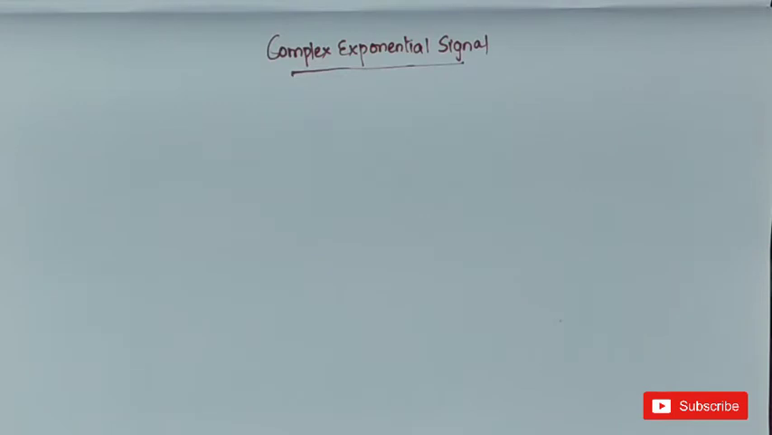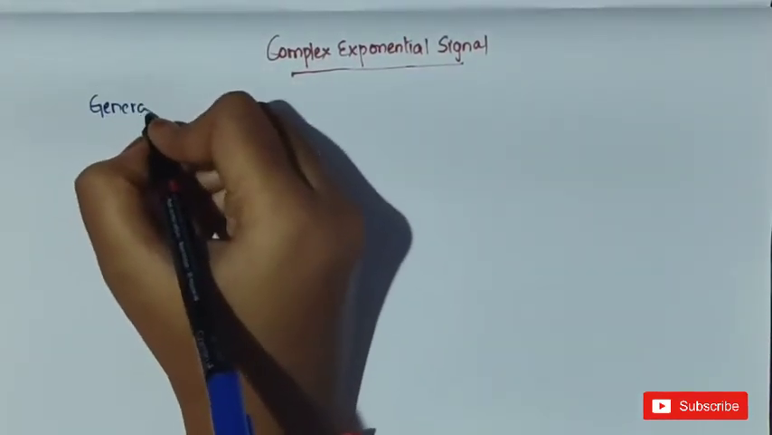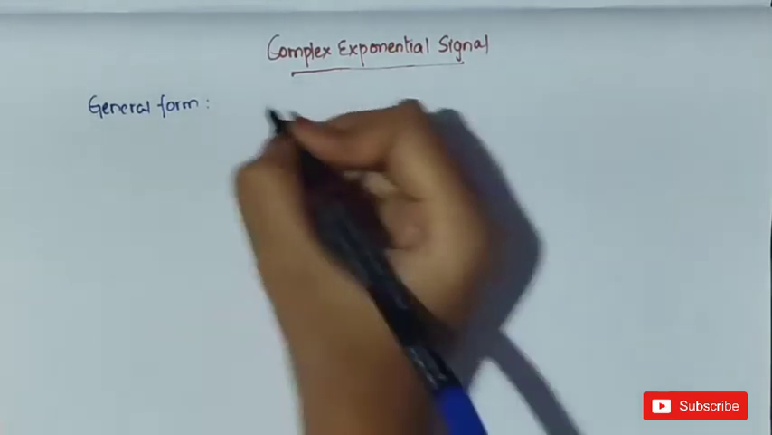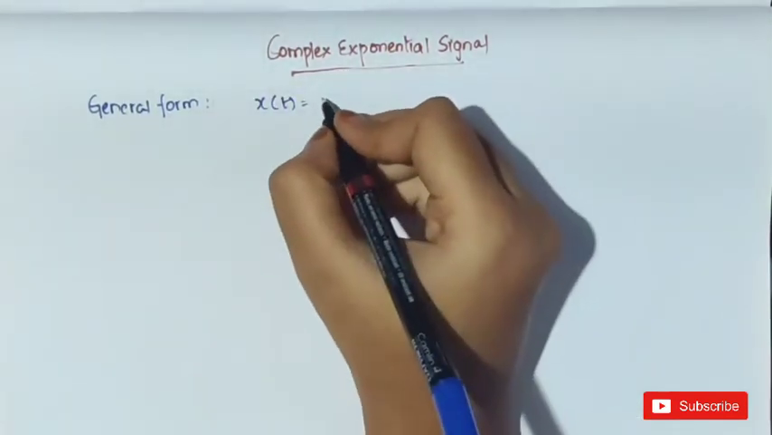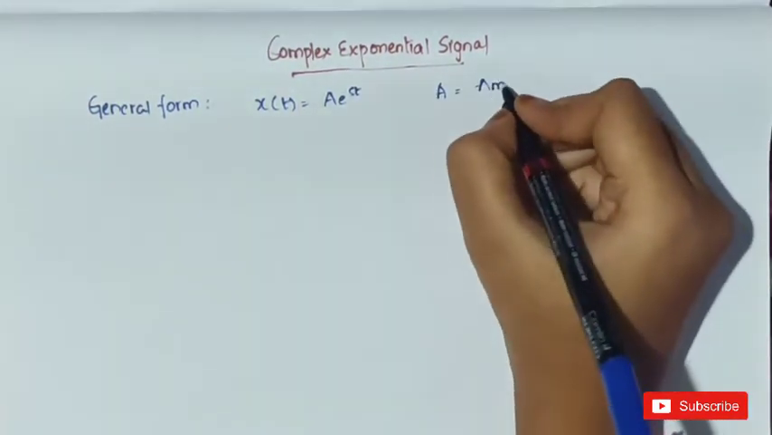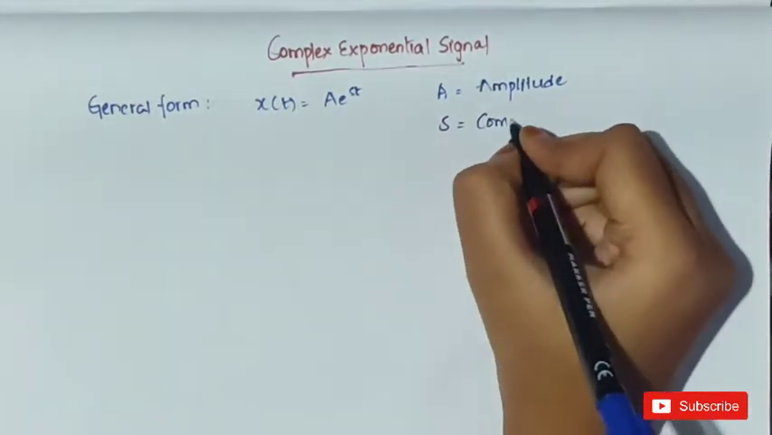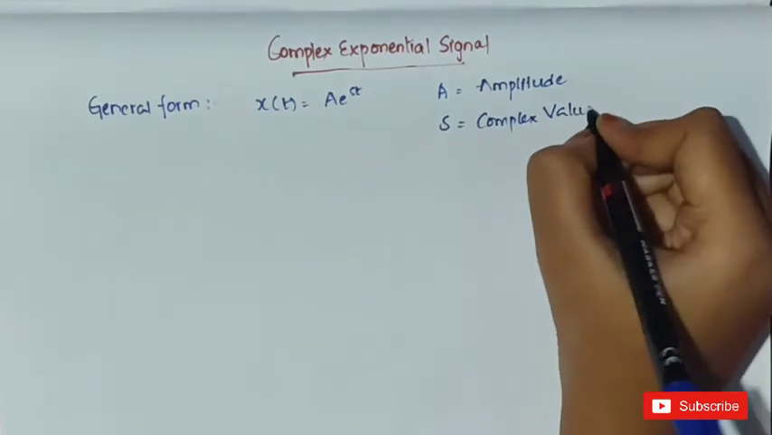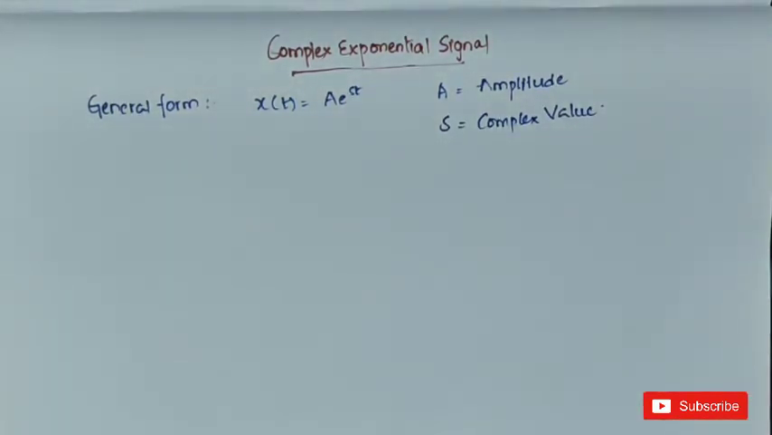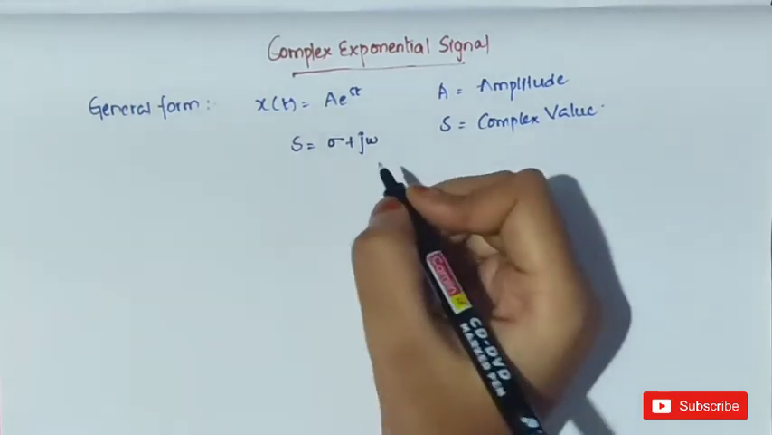A continuous time complex exponential signal has the general form x of t is equal to a e power st, where a is the amplitude and s is a complex value. That complex value is s is equal to sigma plus j omega.